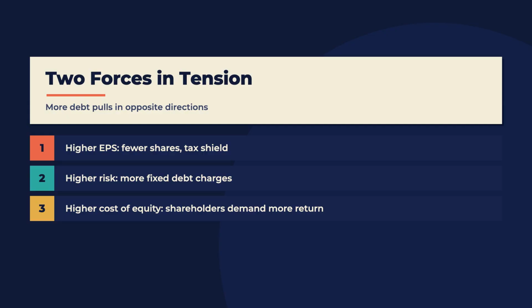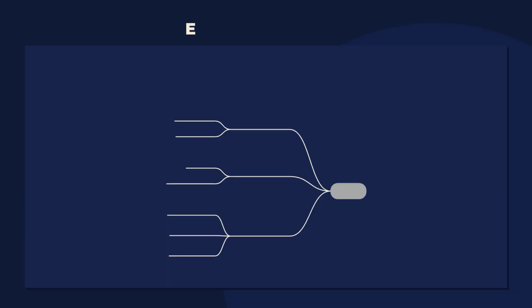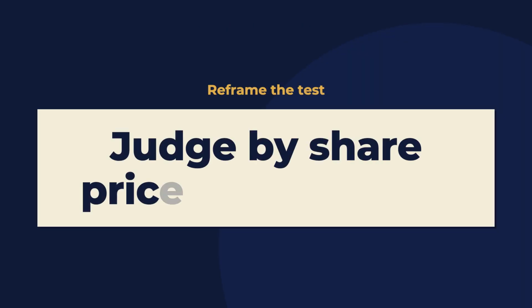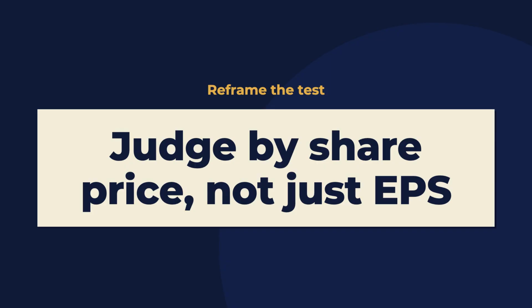If that rise in required return outweighs the earnings gain, the share price falls even as earnings climb. Picture it visually. Debt pushes earnings up, but it also pushes the cost of equity up. Only when we weigh both forces against each other can we tell what happens to the share price. And share price is the number that actually decides shareholder wealth. So when a boardroom pitch leans only on rising per share earnings, the sharp answer isn't agreement or denial. It's shifting the test to share price, weighing the earnings gain against the added cost of equity the debt provokes.